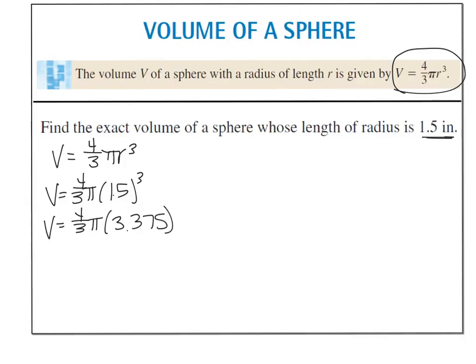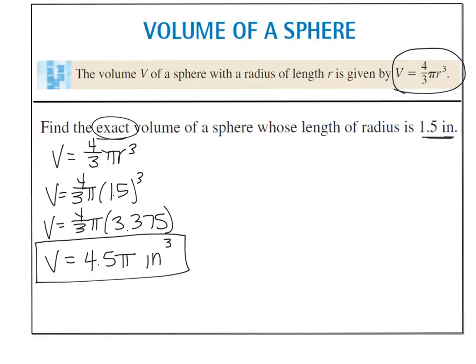3.375, and then I'm multiplying that by 4/3. So I want exact, so that means I need pi to just be tacked on. So 4.5 pi inches cubed. And again, remember, we're talking about volume, so it's cubic instead of squared like it is for area.